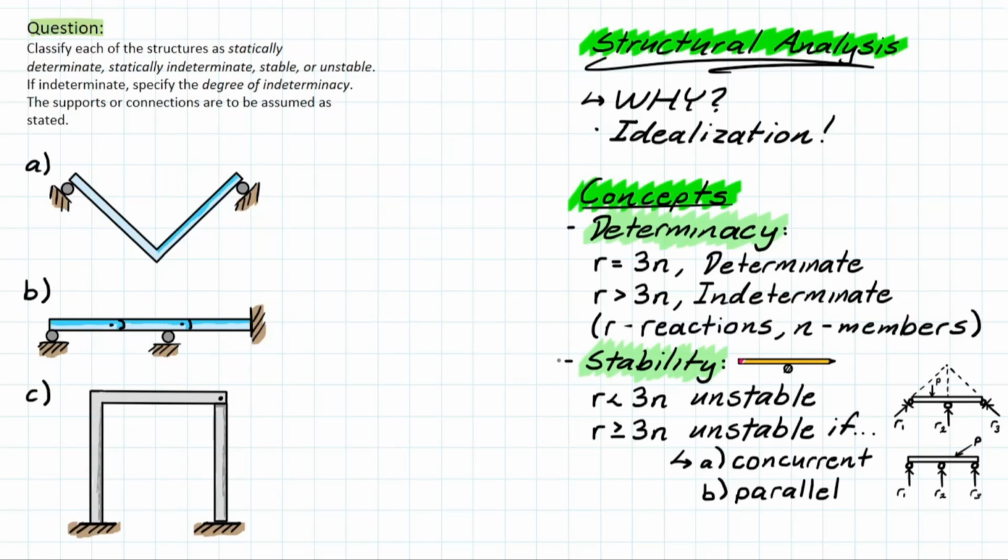A structure is determinate if all of the forces can be determined strictly using the equilibrium equations, right? If there are more unknown forces, however, in these reactions that are produced by the supporting system, then that means the structure is going to be called indeterminate.